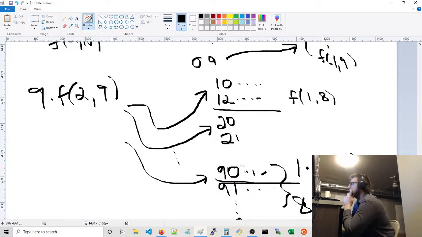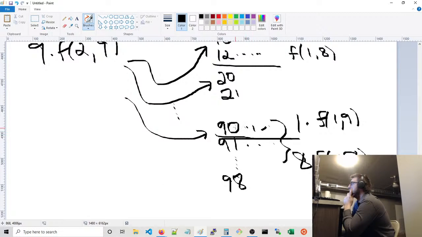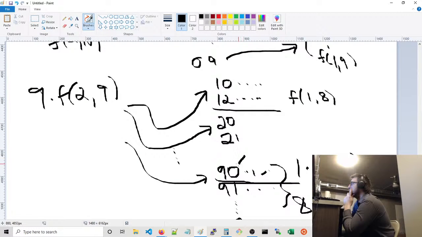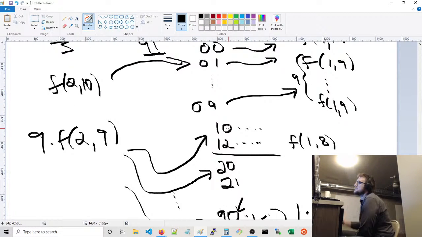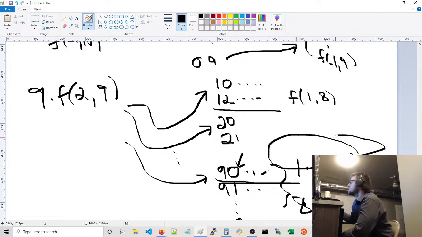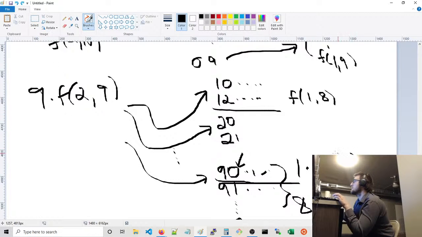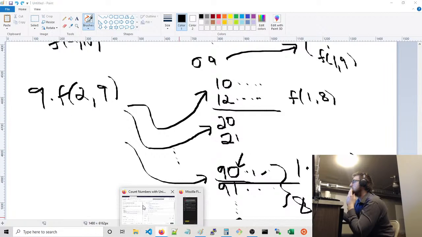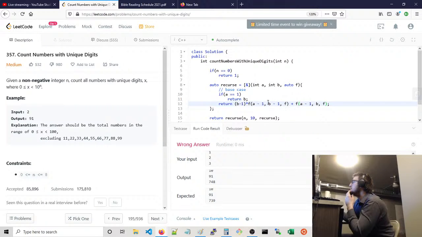Now this is not actually f of 1, 9, because you actually can't pick 0 after this point. So this is wrong. That's why we overcounted. We overcounted by 9. 9 times, we added an extra 1. And that's what we got. That's exactly what we see.